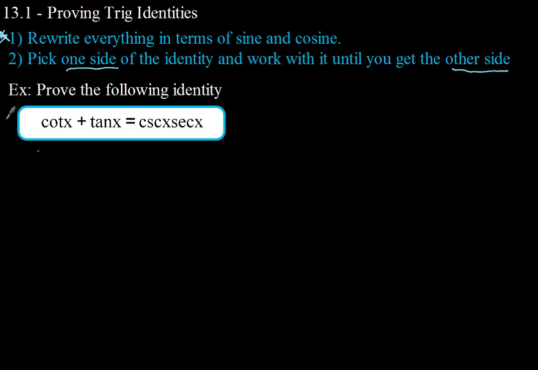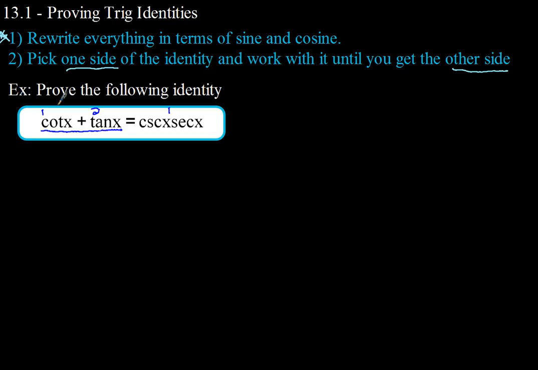So we're going to do that by working with this following identity. We're going to show that cotangent of x plus tangent of x equals cosecant of x times secant of x. First we've got to pick which side we're going to deal with. Let's pick this side because it has more things to work with. It has two terms, instead of just the one thing hanging out over here. That's usually how I pick. It's got more stuff to deal with.